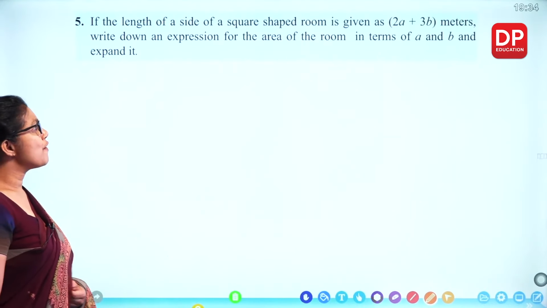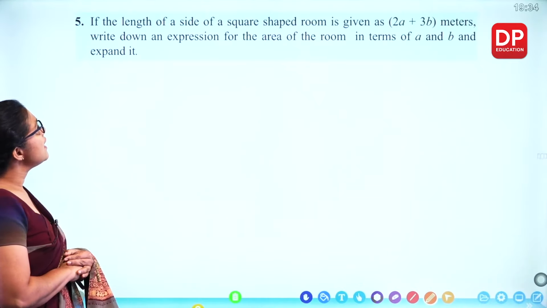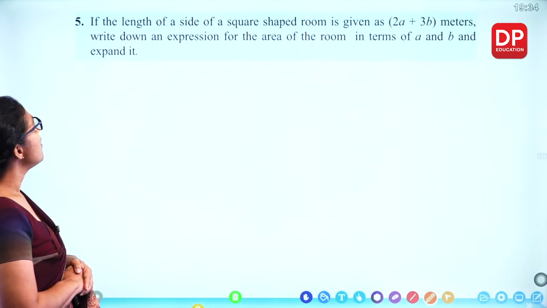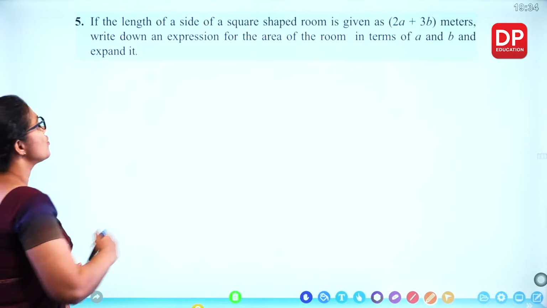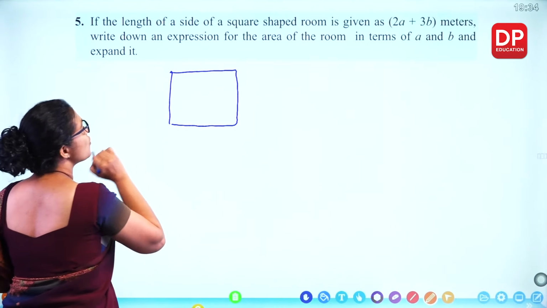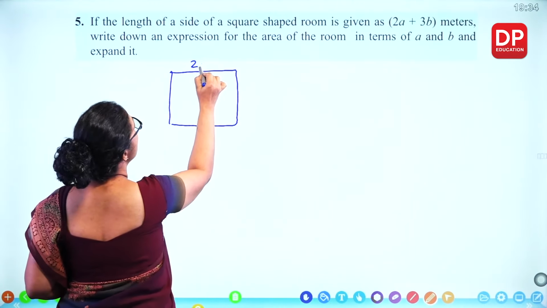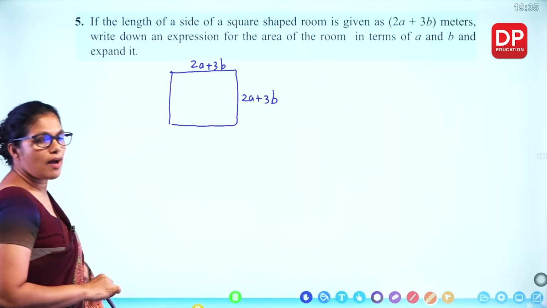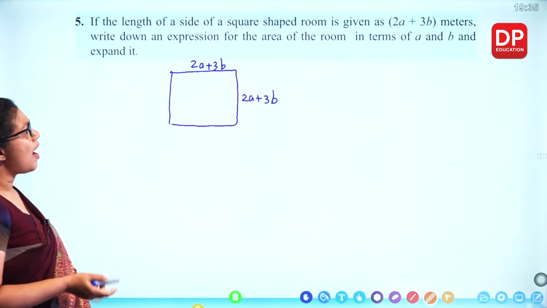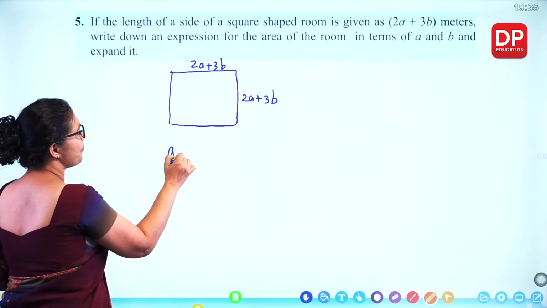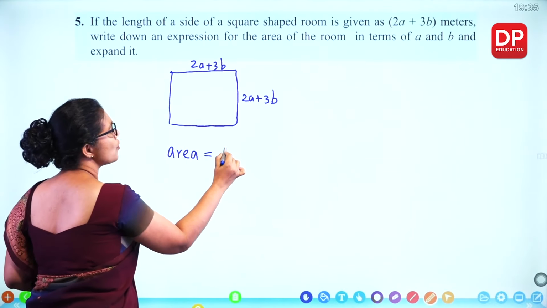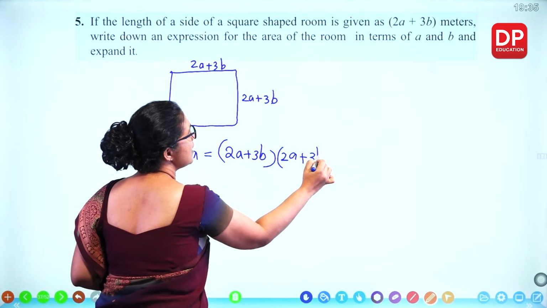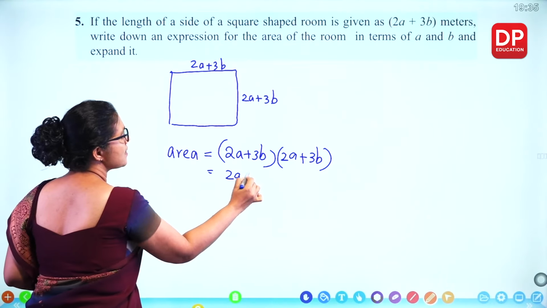Now we'll look at the fifth question. It says, if the length of a side of a square-shaped room is given as 2a plus 3b meters, write down an expression for the area. So you are given that this is a square and one side is 2a plus 3b. So this is also 2a plus 3b because this is a square. All sides are equal. And you are asked to find the area. So what is area? Length into length. So you get 2a plus 3b into 2a plus 3b. This is the same as 2a plus 3b squared.